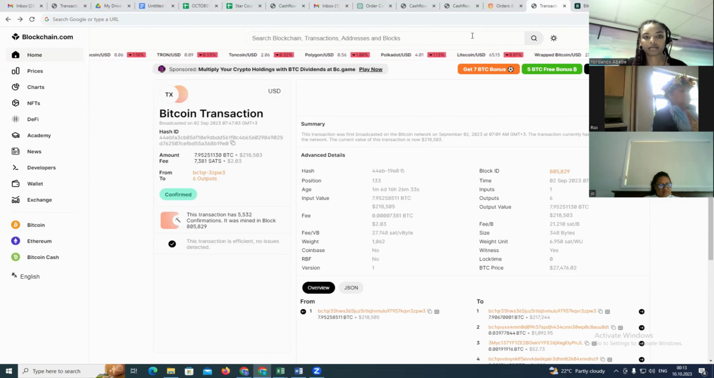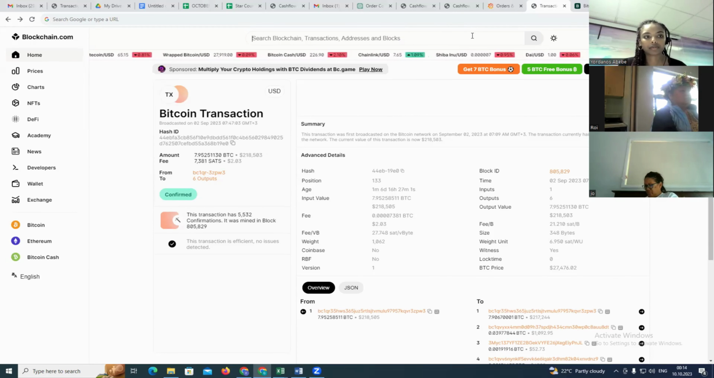So if you receive any transaction ID other than 0x, you either go to TronScan or blockchain. If you track it on TronScan and you couldn't find any information, go to blockchain and track it there. But if you receive any transaction ID that starts with 0x, just go to TronScan. Any transaction ID that starts with 0x, just go to TronScan.